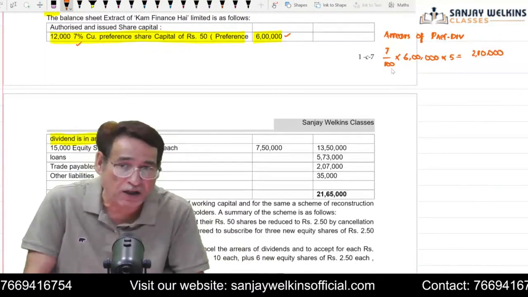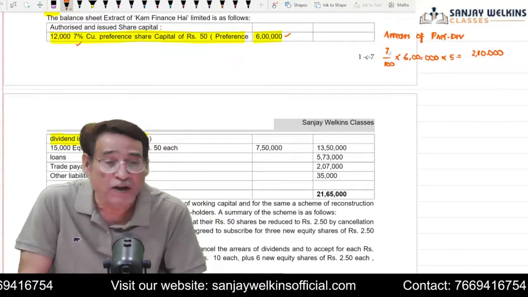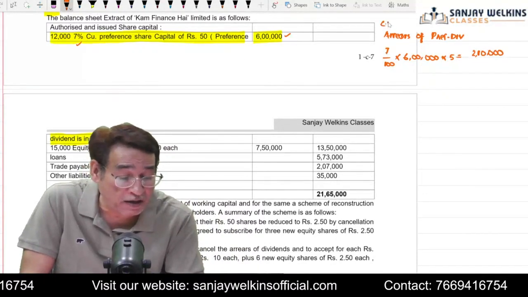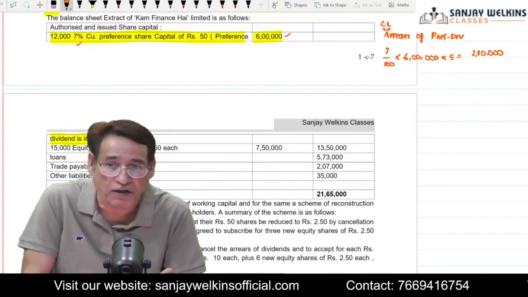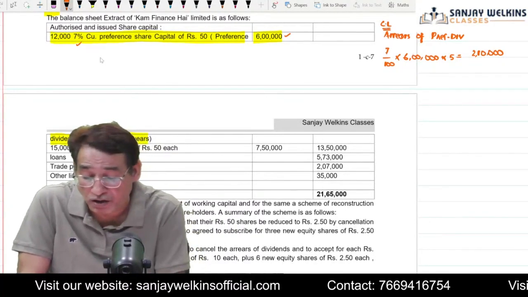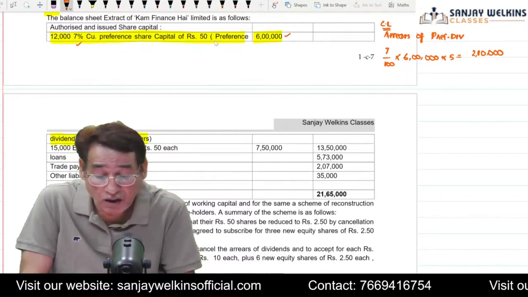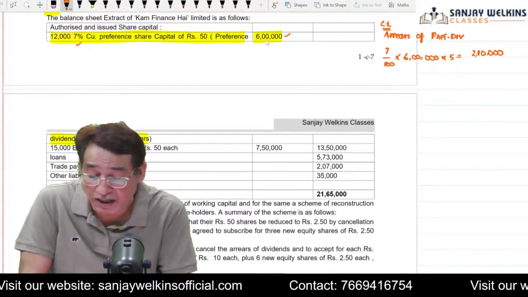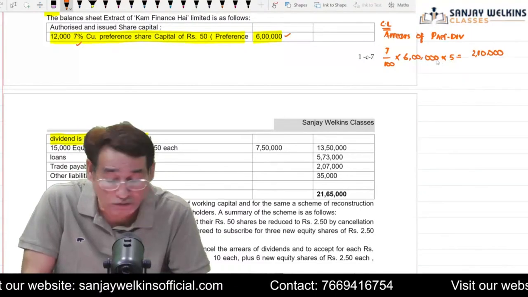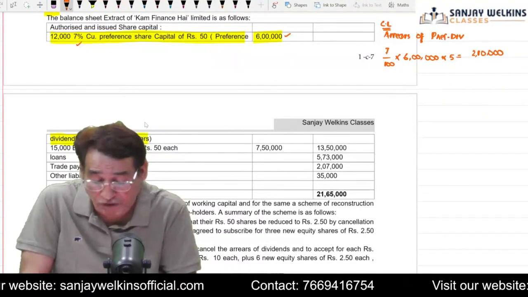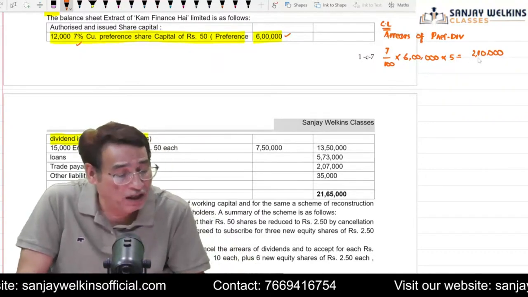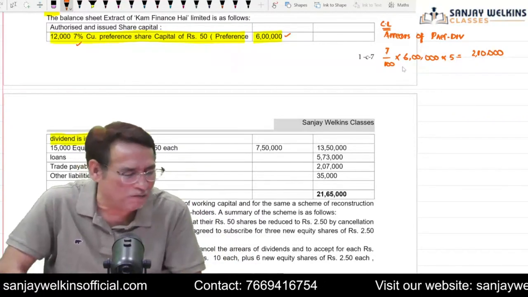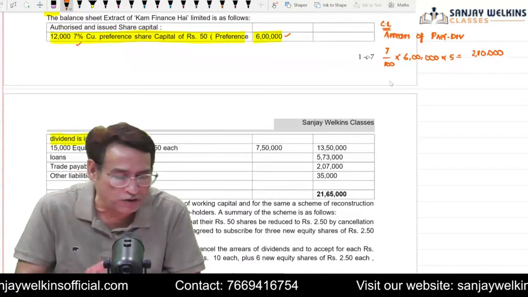But time and again, I am telling you, preference dividend is always considered as a contingent liability. It is never ever written. 1,26,000, somebody told. The amount of preference share is 6 lakh. So 7% of 6 lakh, and the dividend is in arrears for 5 years. Kindly check it. Anyway, it is 2,10,000 or whatever it is. We are not concerned with the figure. I will tell you the concept later.